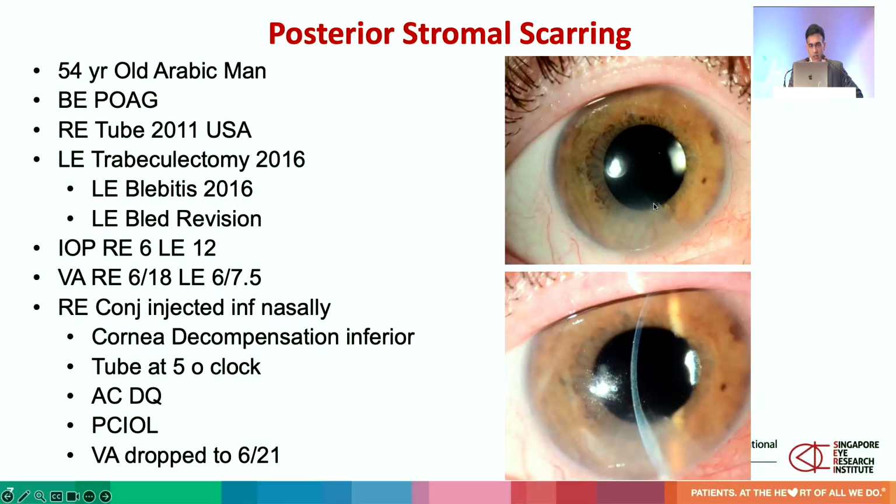You can see over here in this area, this is the inferior tube, and you can see on the slit beam over here that he's got very localized edema. The tube is actually not touching the cornea itself. You can see the anterior placement of the tube is very close to the transition zone, and he's already got early decompensation around the area where the tube is placed.